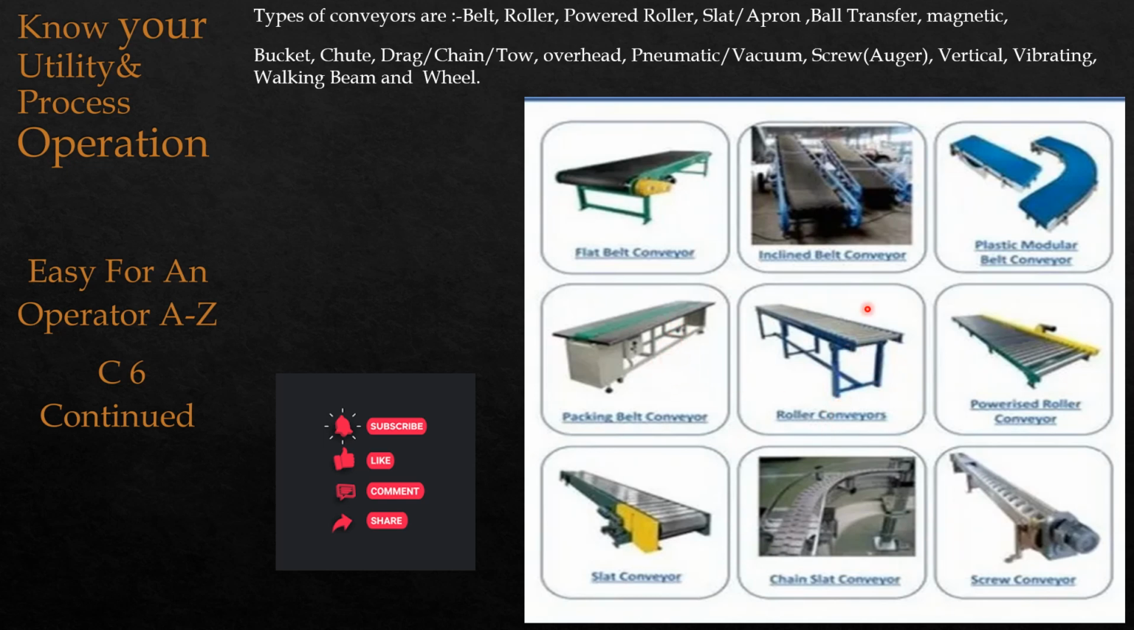This is a roller conveyor. These are rollers for conveying items, and this is a powered roller conveyor, and this is a slat conveyor. That is, slats are used to convey the material. This is a chain slat conveyor, and this is a screw conveyor or auger conveyor. These are some of the schematic diagrams of some belt conveyors used in industries.